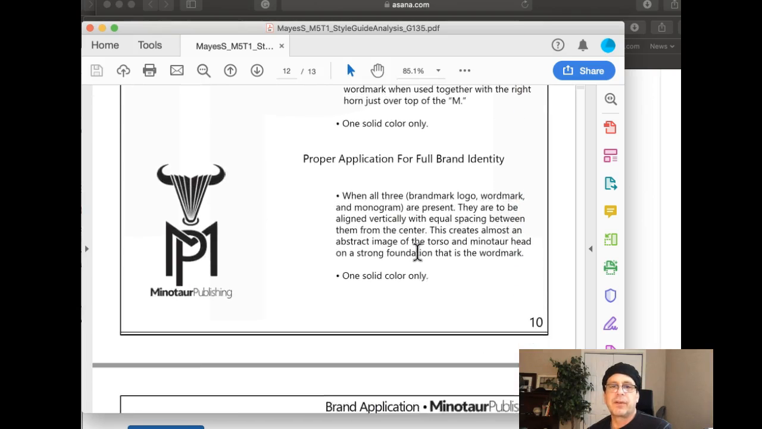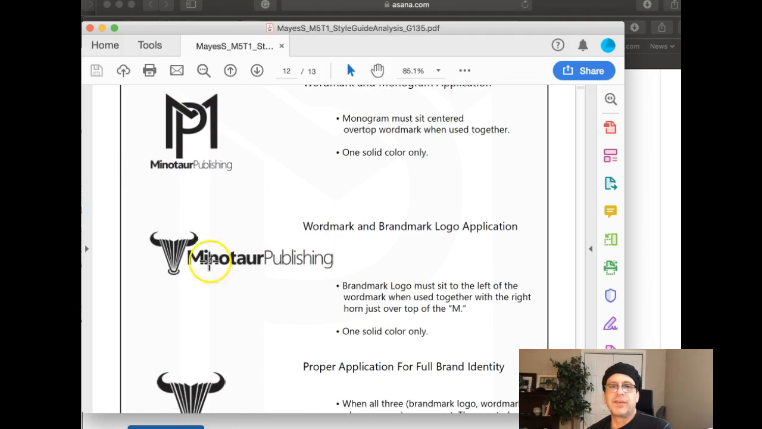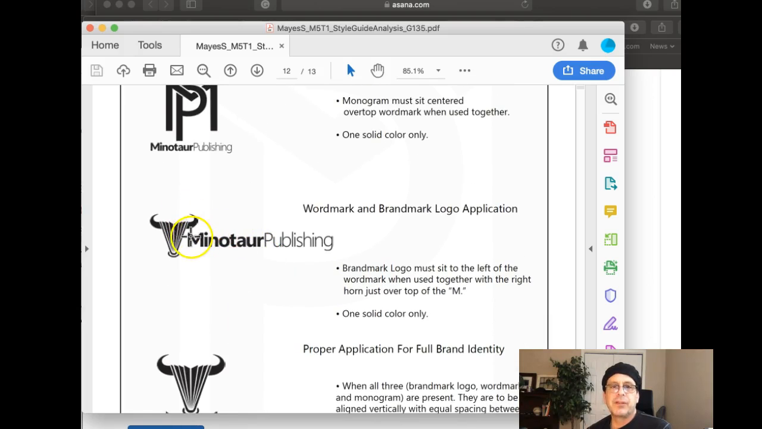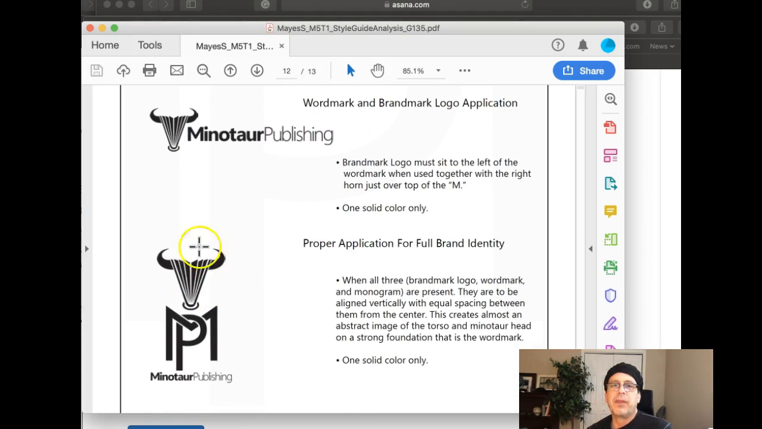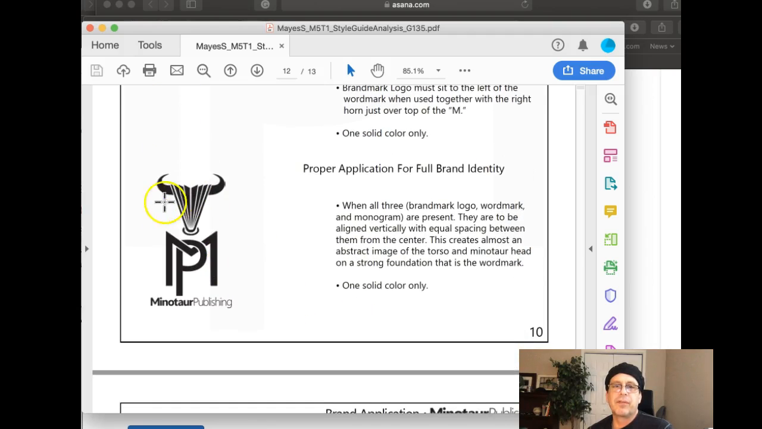Okay, so basically what you're saying is this is your monogram, right? And this is your word mark, but this isn't your word mark. Your word mark is just your word mark, sans the bull. It would just be Minotaur Publishing. Okay, this would be an additional brand mark. Right now we have monogram, we have word mark, and then we have this logo here.